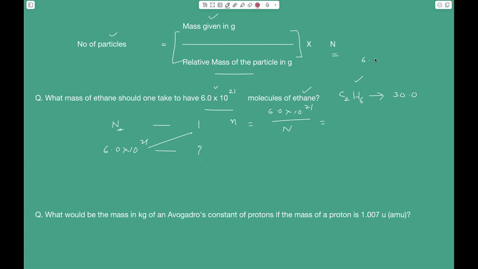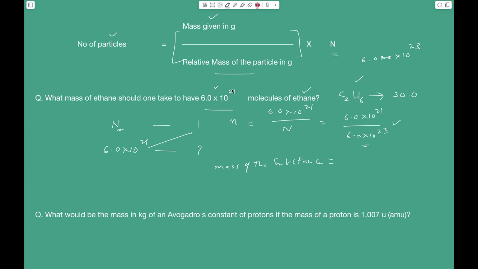The approximate value of Avogadro's number is 6.022 times 10 to the power of 23. To make our simplification easier, let us ignore these two digits. So let us take its value as 6.0 times 10 to the power of 23. So it would be 6.0 times 10 to the power of 21 over this. So this is the number of moles. Now how do you get the mass of the substance given the number of moles?